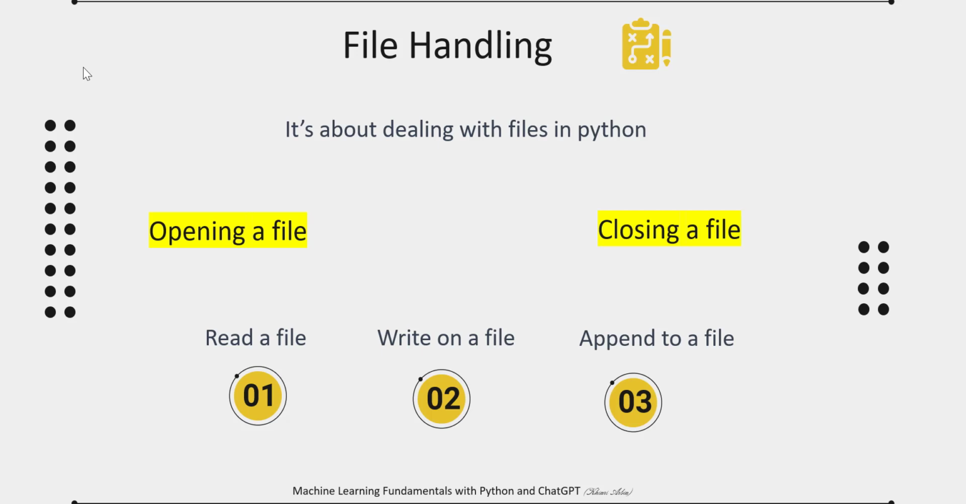Hi again. In this lesson, we will talk about file handling in Python. File handling is about dealing with files in Python: opening a file, closing a file, and between those two steps, you can read a file, write on a file, or append to a file. And I'll explain to you what's the difference between writing on a file and appending to it.